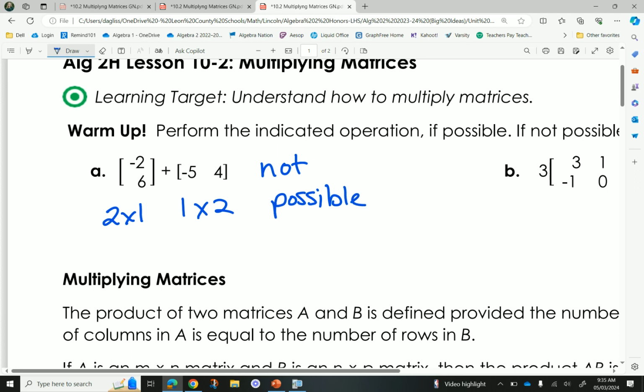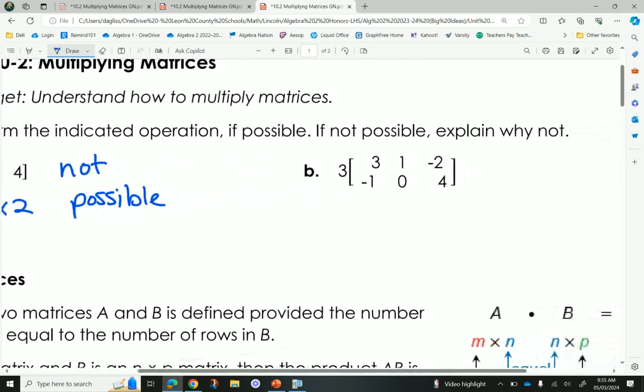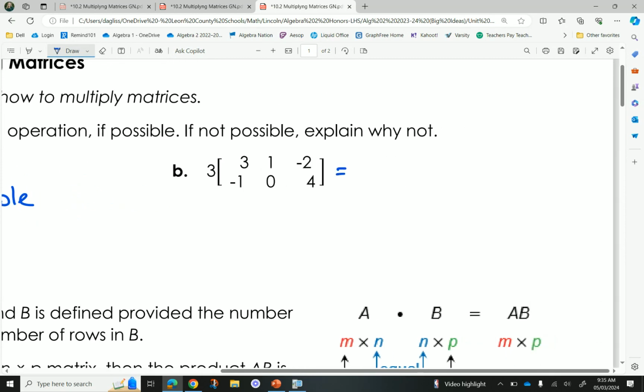Okay, how about part B? Can you multiply by the scalar of 3? Yes. To do that, we just distribute it all the way through. Who wants to give this to me? Julian, go for it. Thank you. Good.